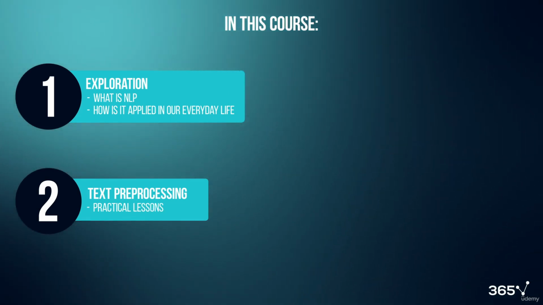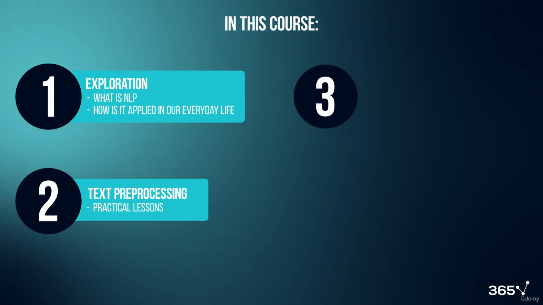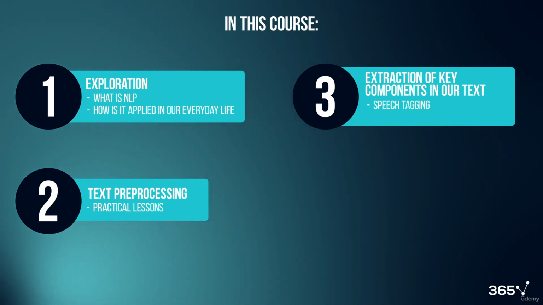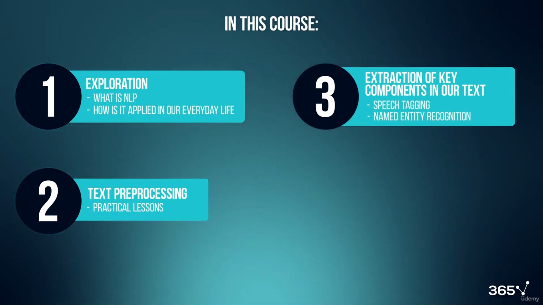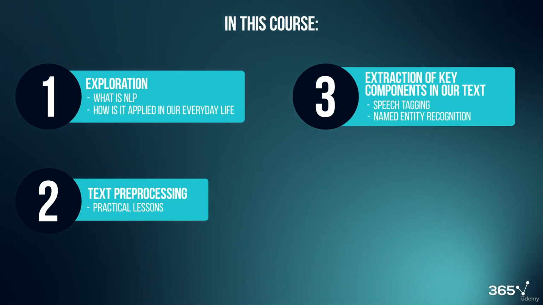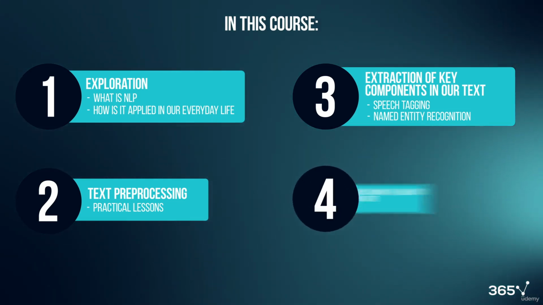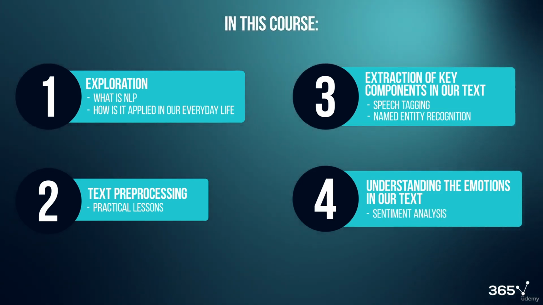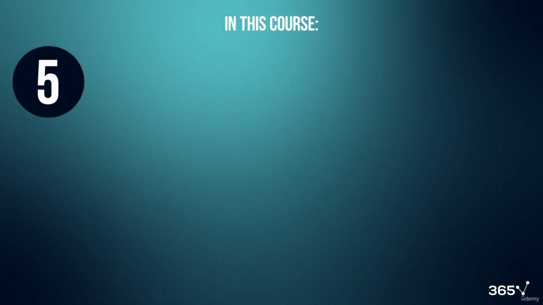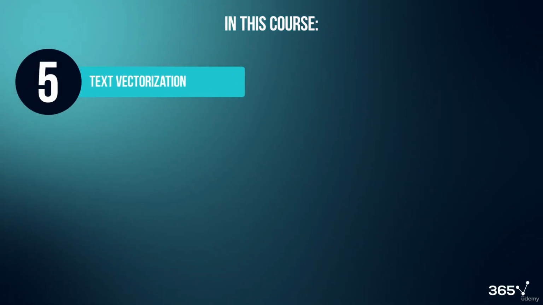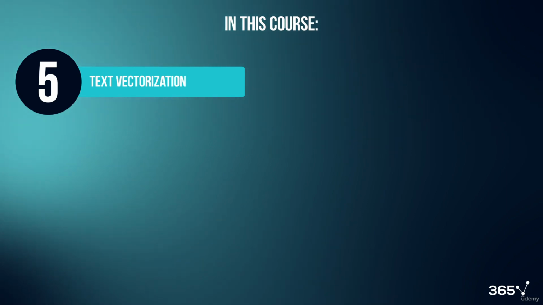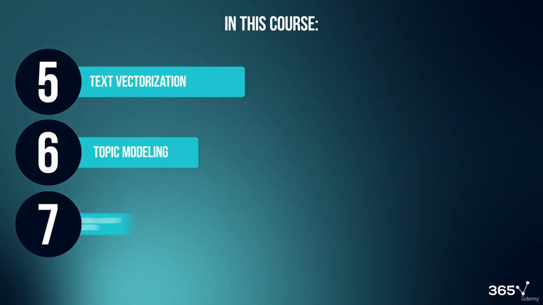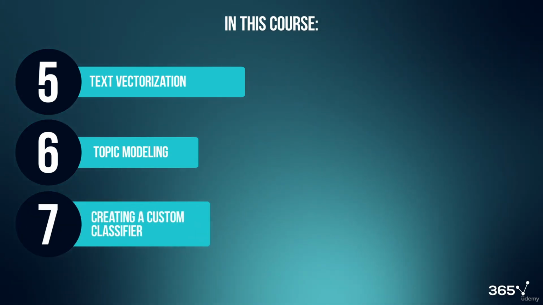practice your new skills. In section 3 of the course, we'll be looking to extract key components of our text through parts of speech tagging and named entity recognition. And in section 4, we move to understand the emotions in our text through sentiment analysis. We then move on to see how we can prepare data for further machine learning, and we'll cover text vectorization. Once we've done this, we're ready to move on to more advanced topics such as topic modeling and creating our own custom classifier for our text.